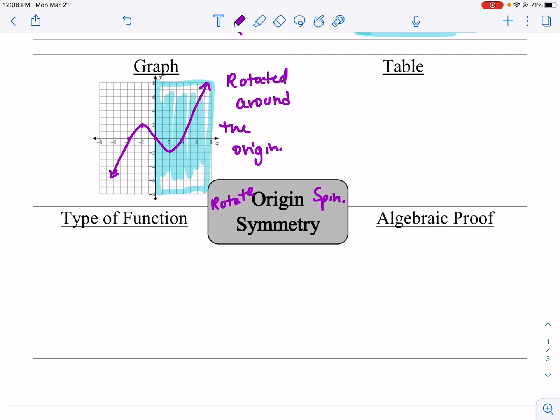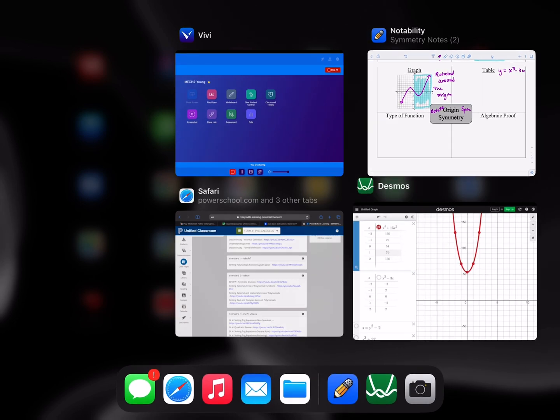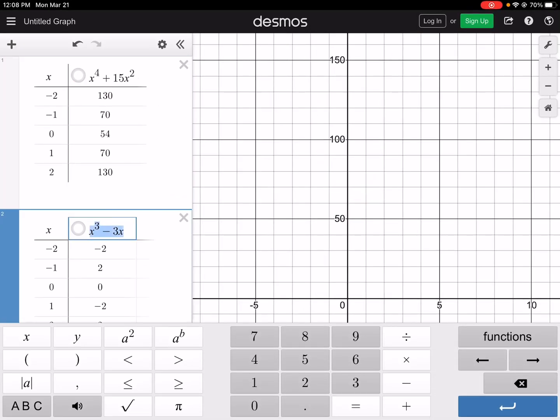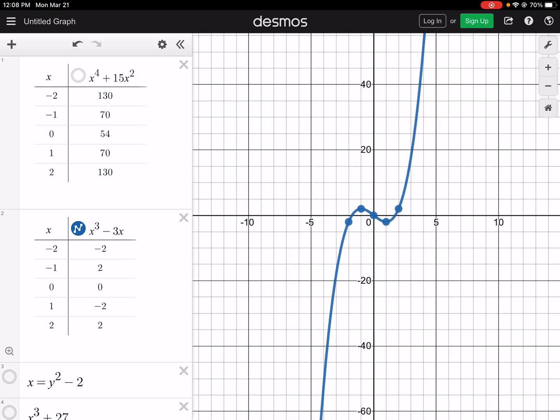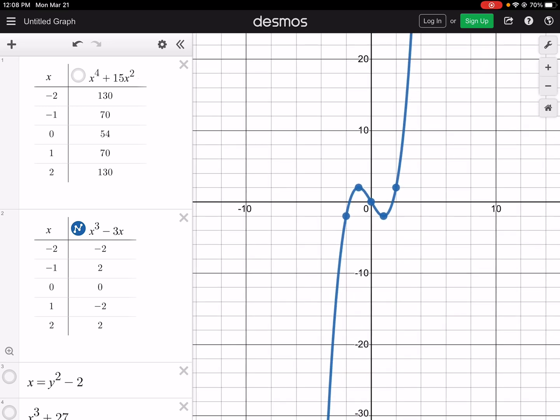That's how you know something has origin symmetry. So again, I took into account y equals x cubed minus 3x, and I decided to graph that. So let me turn this one off and turn this one on. And you can see from this graph that there's that idea of origin symmetry, that rotation, okay?